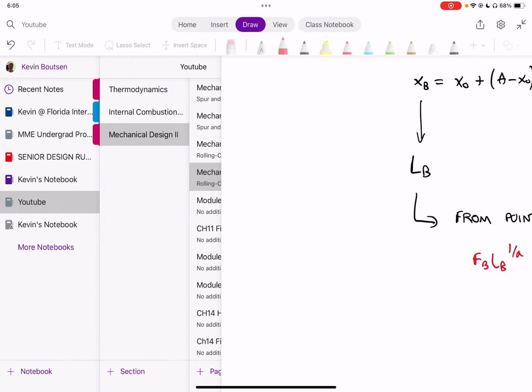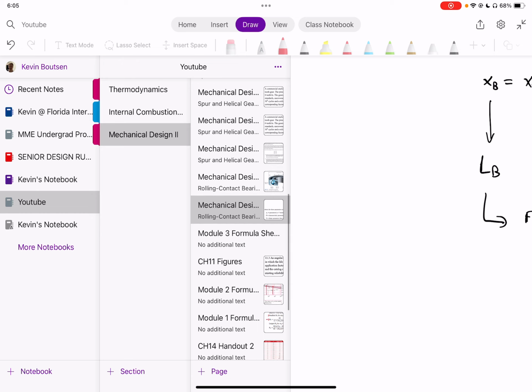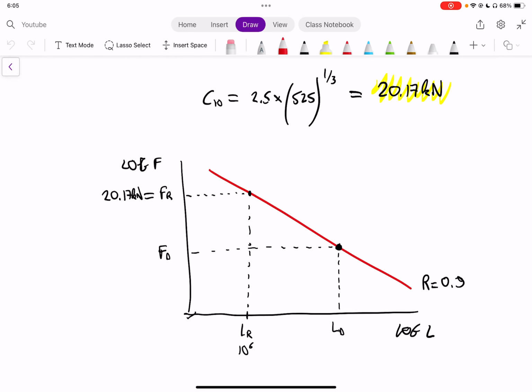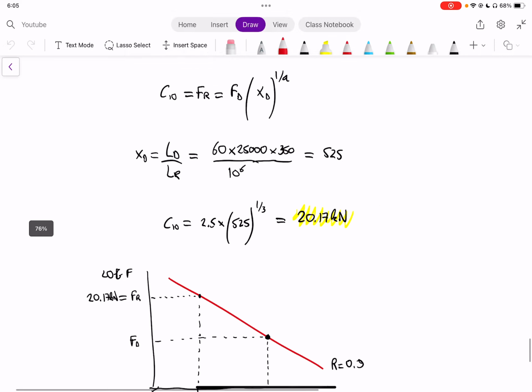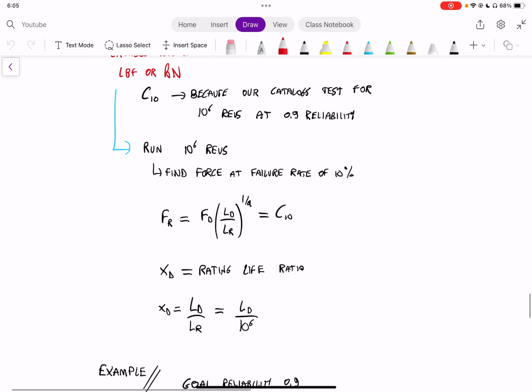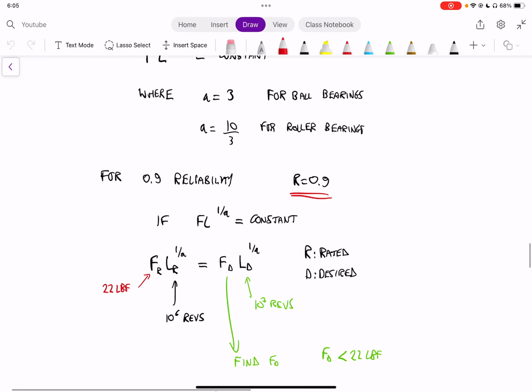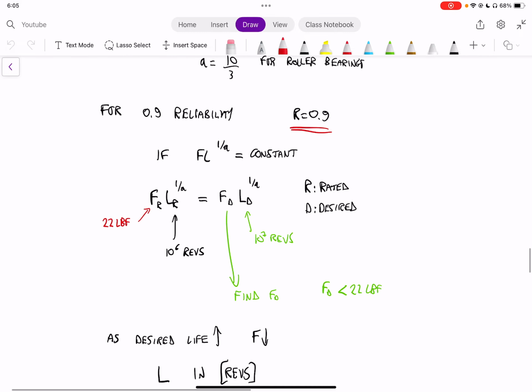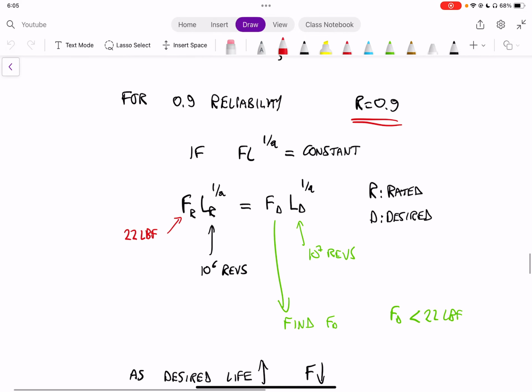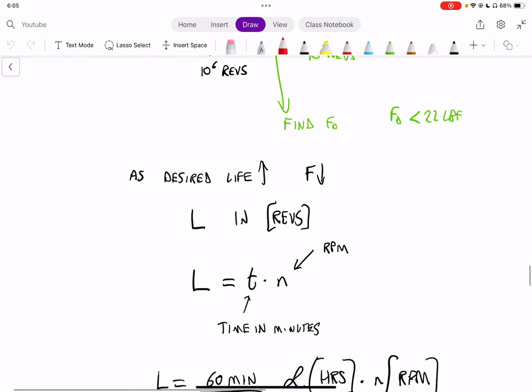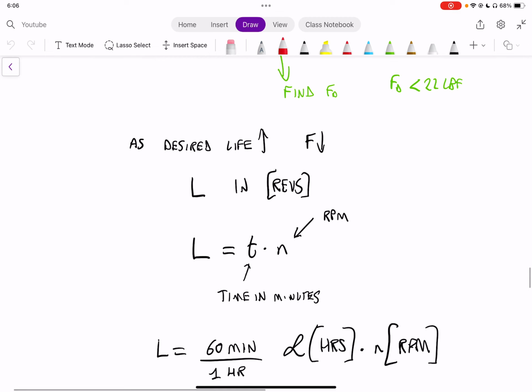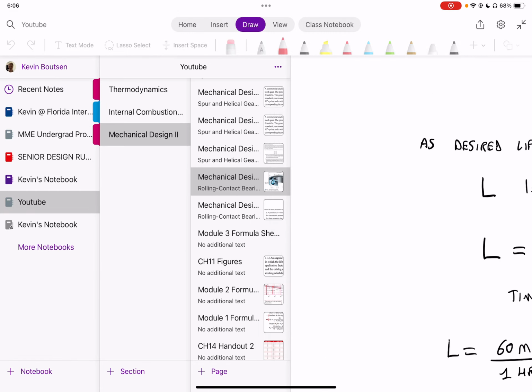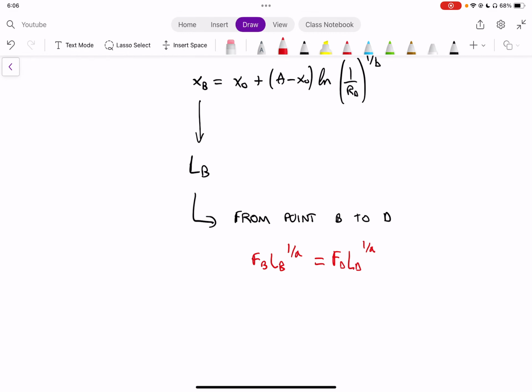If we look back at our previous lecture and our previous video really quickly, we can see that we had this exact same scenario, where we came up with the fact that if FL to the 1 over A is constant, and essentially the reliability is constant, then we have this equation. So that's what we're using as we go. And as desired life goes up, force has to go down. So we're following the exact same pattern as before.